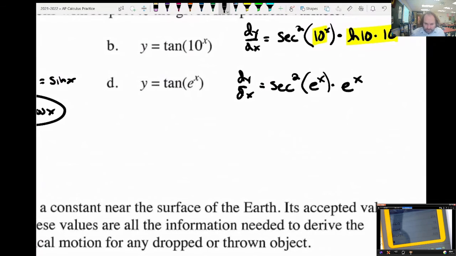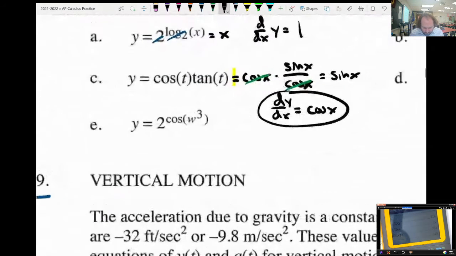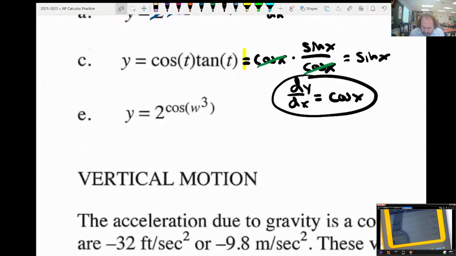Very common question on AP style tests also. And here we have 2 raised to the cosine of w to the third power. This one is going to be a real pain in the butt, and so I don't like it, but we're going to try it anyway. This is going to be a triple chain rule problem.